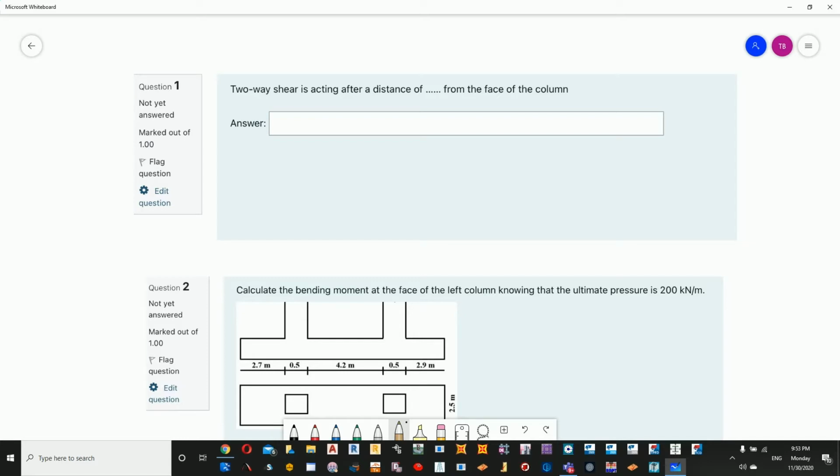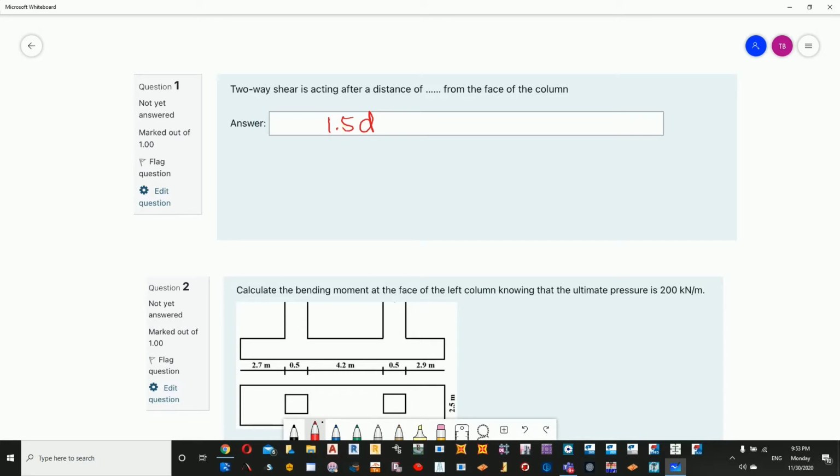So for question number 1, two-way shear is acting at a distance of d or 1.5d from the face of the column. We said we have two types: one is one-way shear, another one is two-way shear. Some of you have got one-way shear, some of you have got two-way shear, and the correct answer here is 1.5d. So I'm assuming that this is a question that does not require a lot of time.